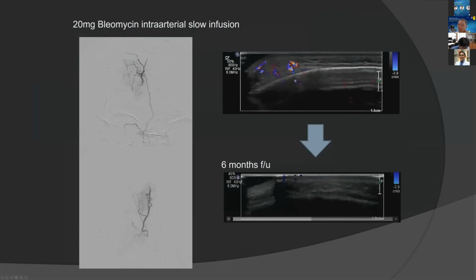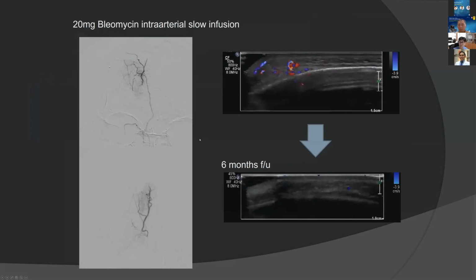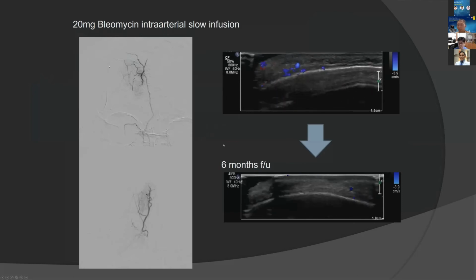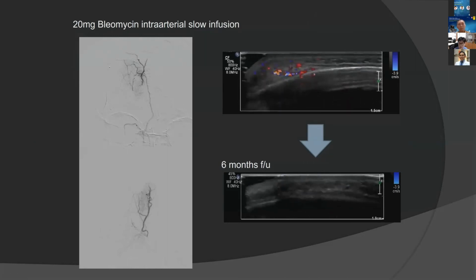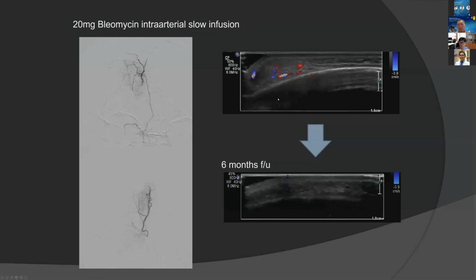However, the bleomycin effect is not so big. In our experience, about 20% of bleomycin therapy patients are responders, and for the remaining 80% we should change the plan to a more invasive or more toxic sclerosing agent to treat the lesion.